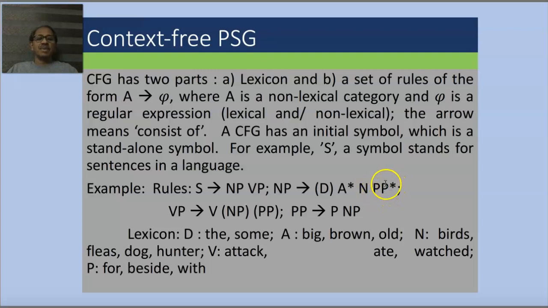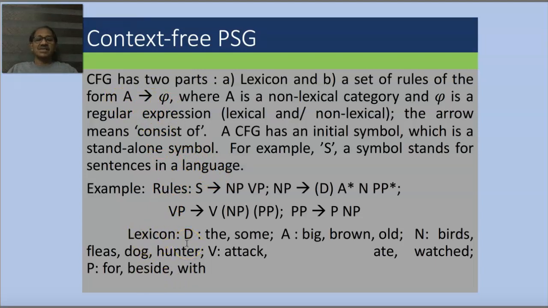And then you have a prepositional phrase which has a star again. That means it can repeat any number of times. You can have any number of PPs. Similarly, a verb phrase consists of verb, an NP which is optional, a PP which is also optional. A PP consists of a preposition and an NP. None of them is optional. They are compulsory. They are obligatory. Along with this is a set of rules which we talked about.